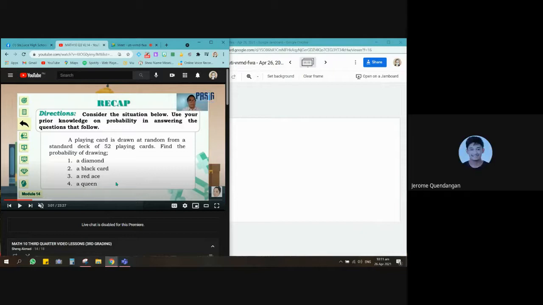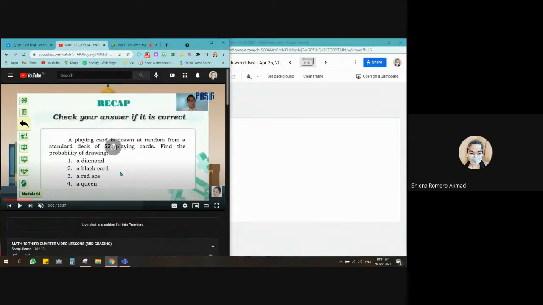Apat po. 1/13, ma'am. 4. So, kapag ginawa natin yung probability niyan, that's 4/52. And if you simplify that, that is 1/13. Correct. So, let us check the answer. We have 1/4, 1/2, 1/26, and 1/13.